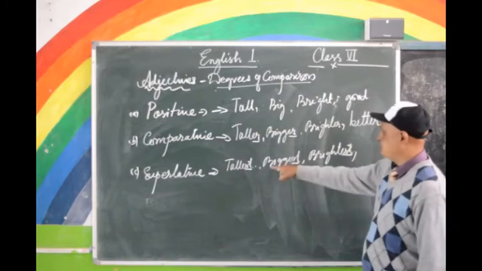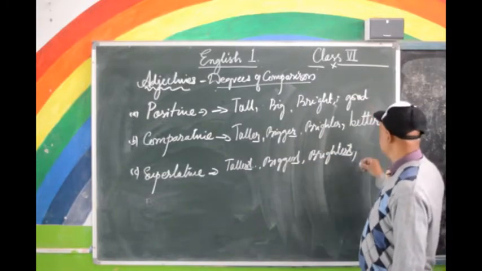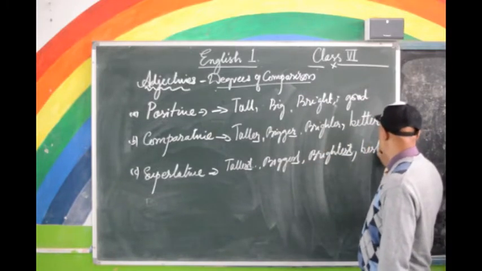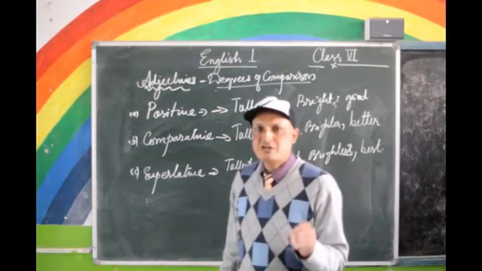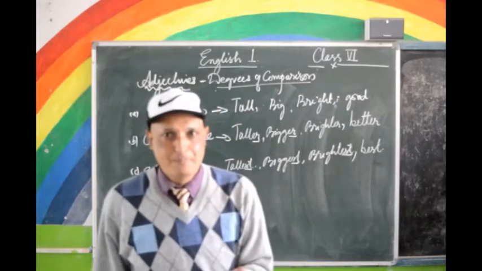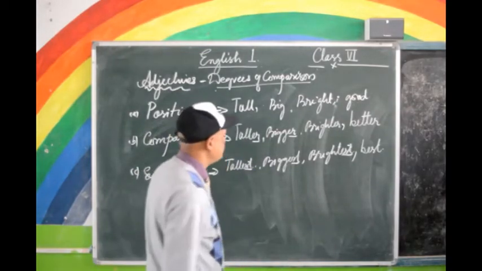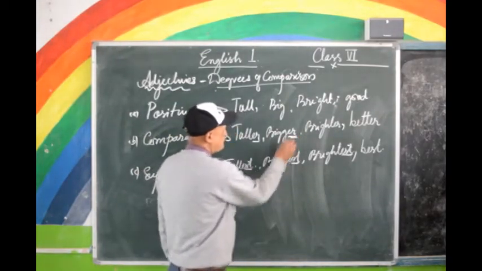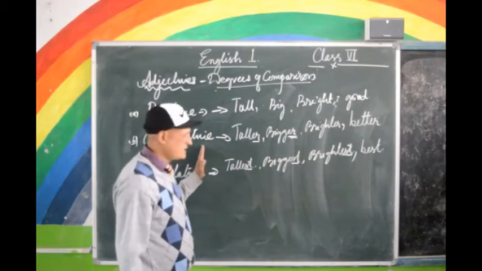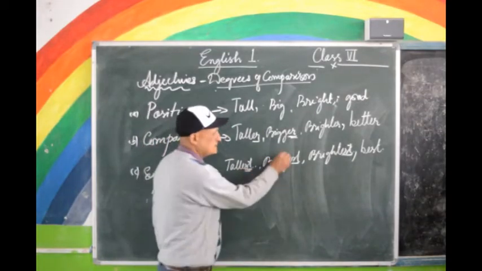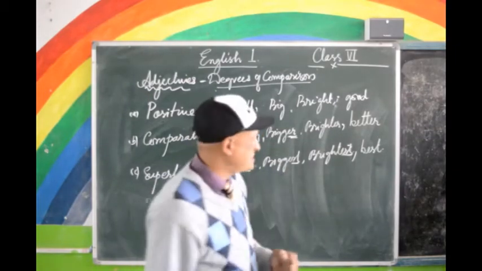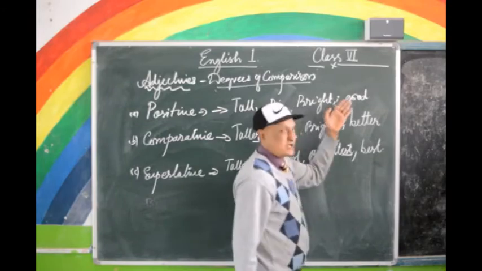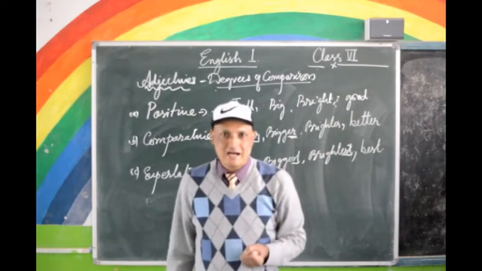Better, and the superlative degree of good will be the best. These are some of the adjectives which change their entire form. For the rest of the adjectives, we add ER in the comparative degree and ST in the superlative degree, except certain adjectives such as good, where we change the entire word.